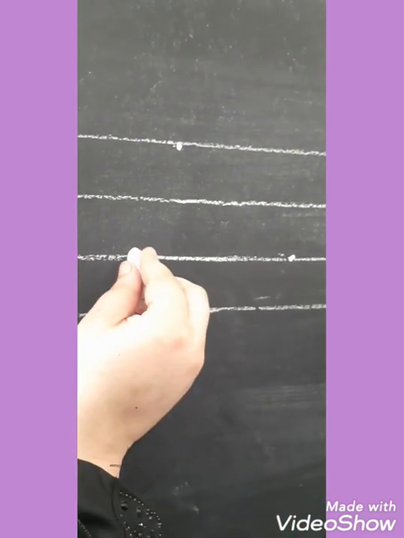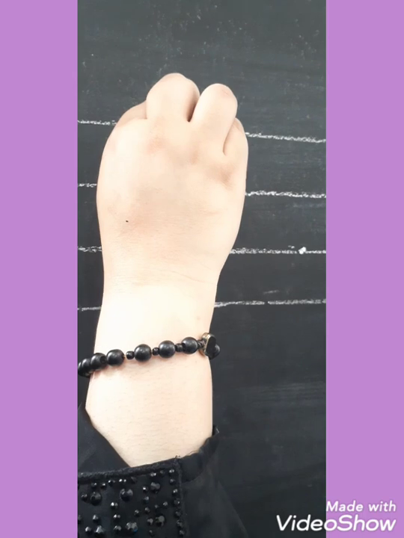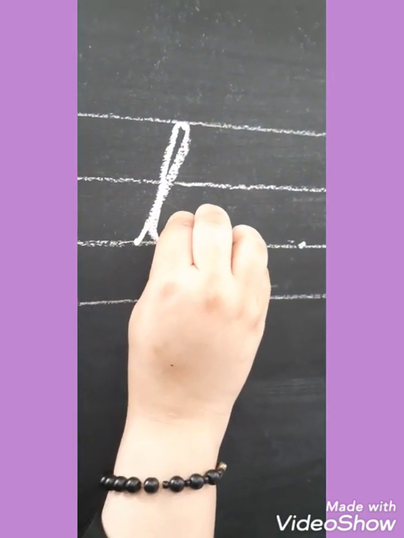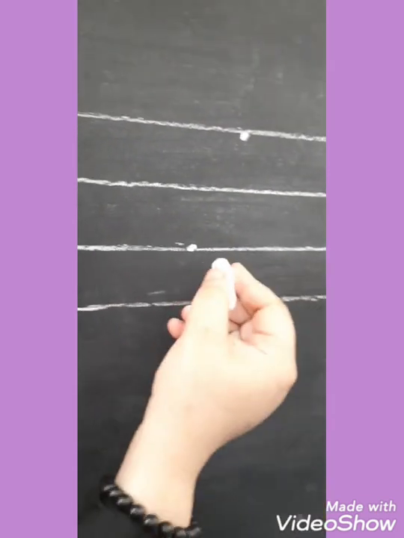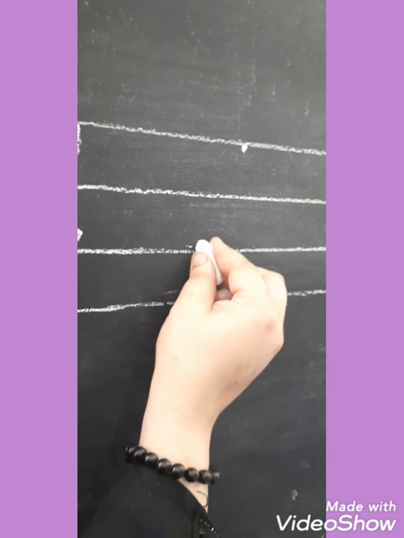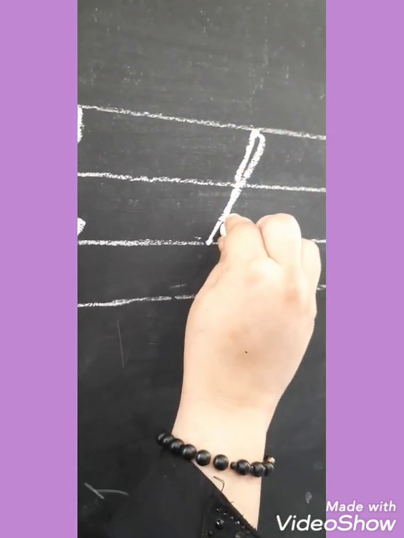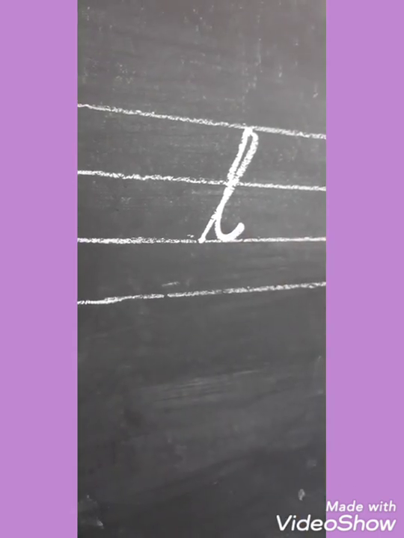My dear students, the next letter is small letter L. You have given this dot on the third line. Now put the pencil on this dot, go up, from here round your pencil, come down, touch the third line and make its tail. L. Look here again for this letter, go up, round your pencil, come down, touch the third line, round your pencil and go up. L.